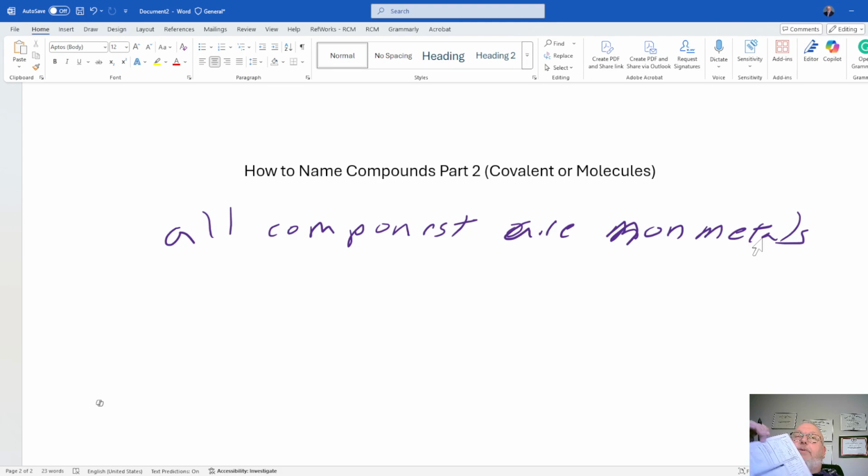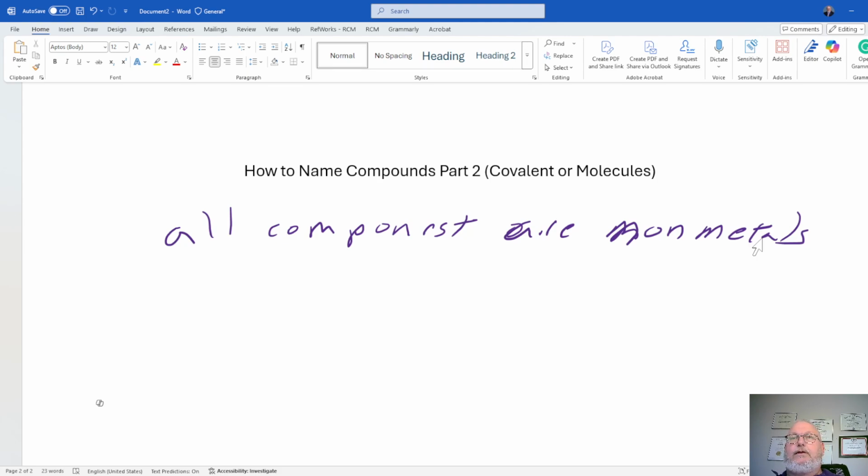If we look at our periodic table, you see these Greek prefixes: mono for one, di 2, tri 3, tetra 4, penta 5, hexa 6, and so on and so forth. That lets us know how many of those nonmetals are part of that molecular compound.